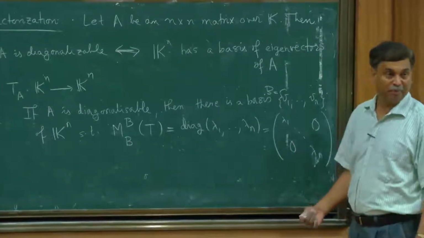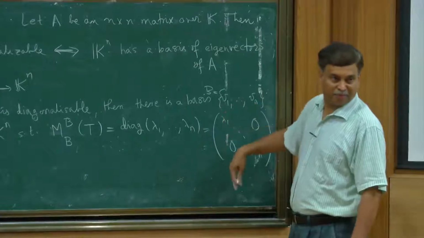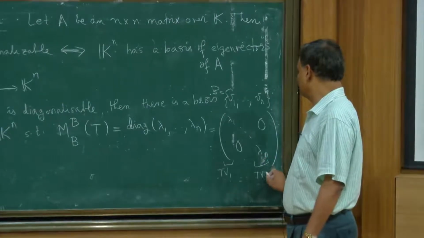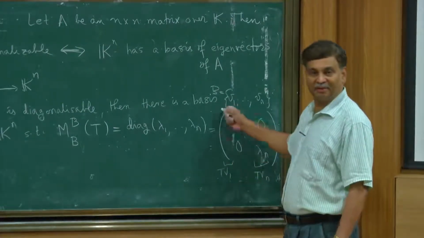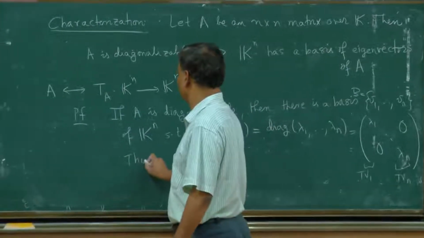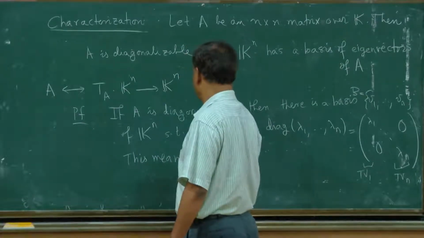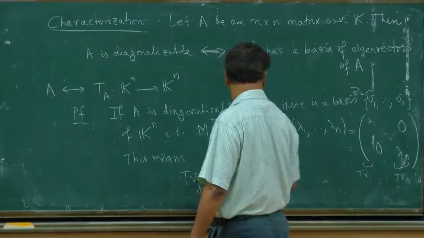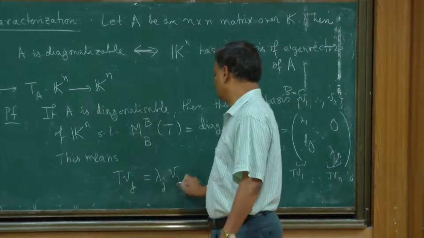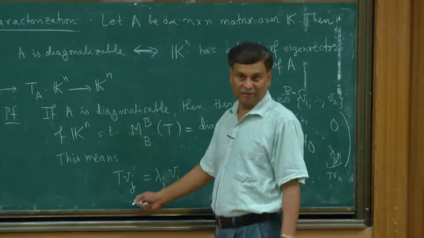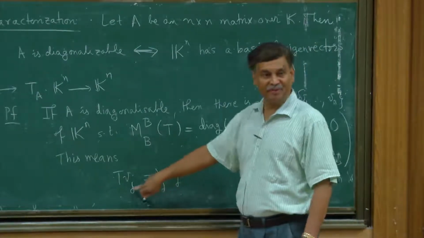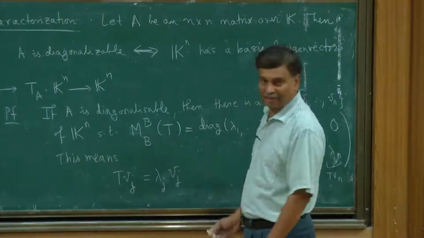But remember what I told you about the matrix of a linear map? The columns correspond to the action on the basis elements. So the first column is T of V1, the last column is T of Vn, expressed in coordinates in terms of V1, V2, Vn. So this means T of Vj is lambda j Vj. And Vj being basis vectors, they are obviously non-zero, and linearly independent. So lambda j is an eigenvalue and Vj is an eigenvector, and you have a basis of eigenvectors.